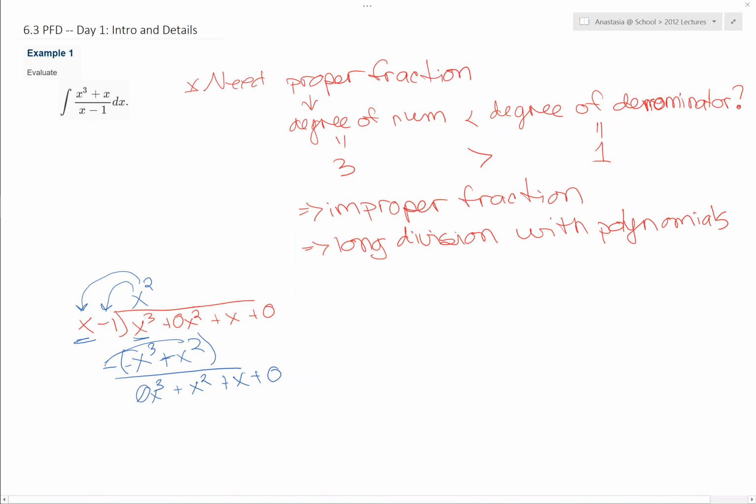Now we need to think about, what do we multiply x by to get an x squared? Well, that is just an x. So now we do the same process. Multiply the x to each one of our terms so that we get an x squared minus x. We subtract all of that. So when we distribute the negative, we'll get a negative and a positive. So then we have x squared minus x squared, which gives us a 0 x squared. We'll have x plus x, which gives us a 2x.